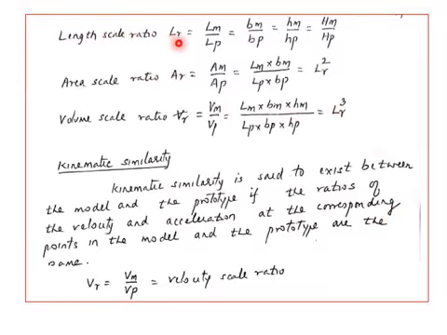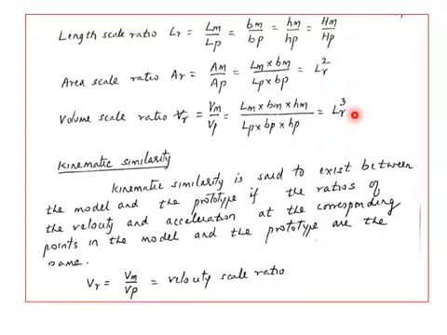So linear scale ratios can be any ratio of any length dimensions or width or head or height or something like that. So area scale ratio is always length into breadth or length into width. So therefore LM by LP is known as LR, BM by BP is also LR, so it is LR square. Similarly, the volume can be written as length into width into height. So therefore this is LR, again BM by BP is LR, HM by HP is LR, so it comes as LR cube. So where LR is the linear scale ratio.